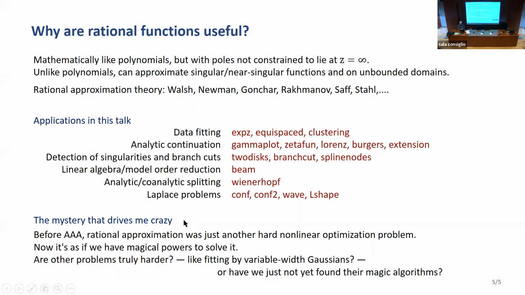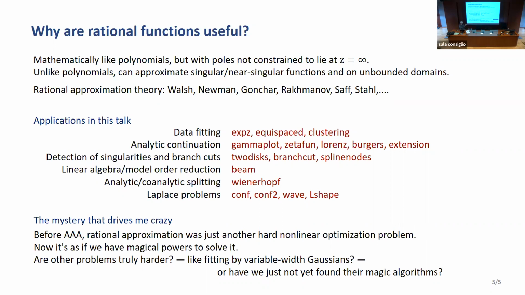And then at the bottom, let me just mention, as I say, the mystery that drives me crazy. So rational approximation is, of course, an optimization. We would like to find the ideal location of the poles to minimize something, and then ideal coefficients. And a priori, it looks like just another optimization problem with all the usual difficulties. If you're close to the optimum, well, Newton's method should converge. But how do you get close to the optimum? And traditionally, that's where the state of the art was. It was another hard optimization problem.